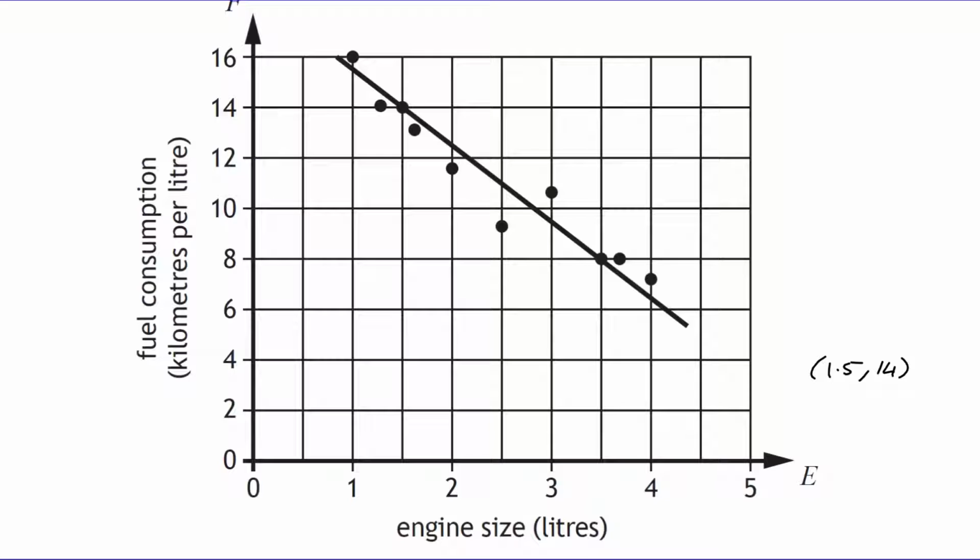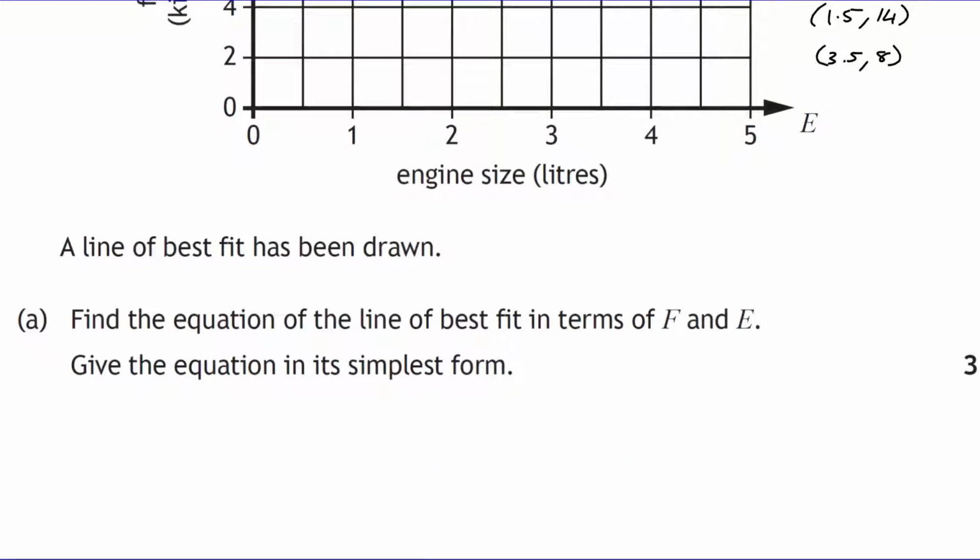Going down the line, I want to pick another point across the grid line, and you can see there's one being marked out here, which is 3.5 and 8. Remember, the point that you choose needs to be on the line. It can't just be any of the random dots. We're looking for the equation of the line, so you've got to choose a point that lies on the line.